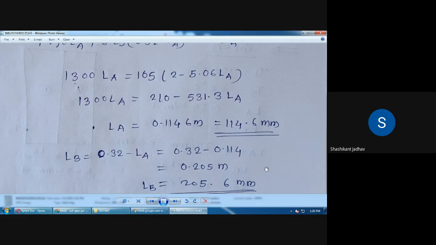Remember, if in the problem they have not given the value of area, at that time we have to calculate the rate of heat transfer per unit area.